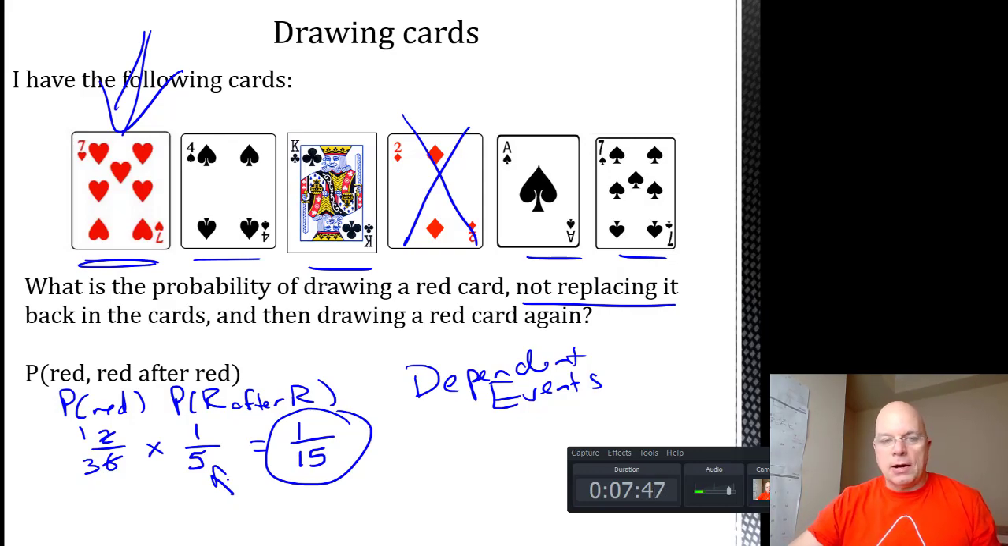If we had drawn a black card and not replaced it, it would be easier to draw the next card as a red card. And so other than that, you simplify and multiply like we were doing last week, but this is just a little bit harder. You have to think about how the second event is influenced and how that probability has changed.